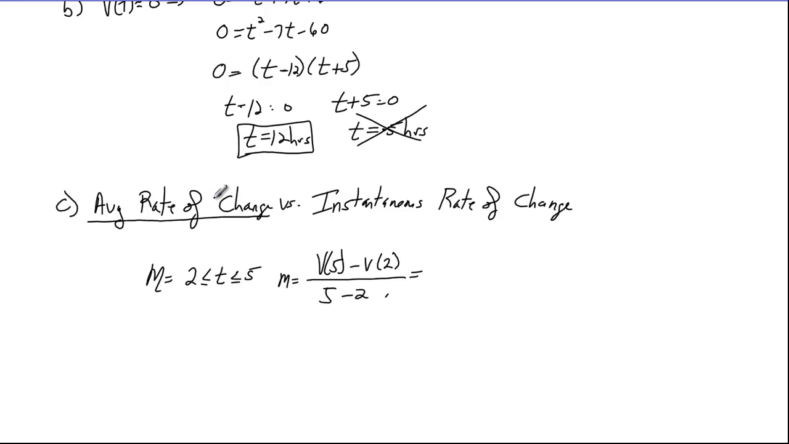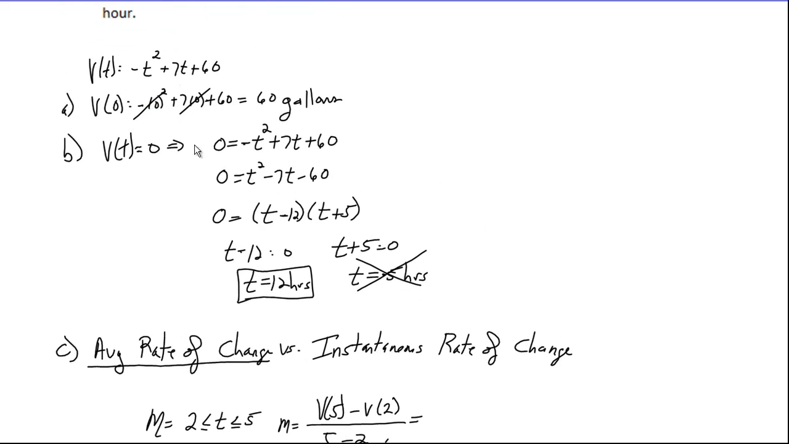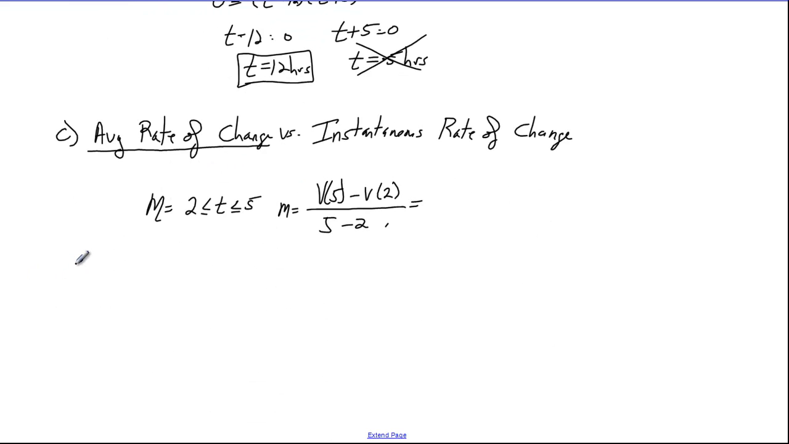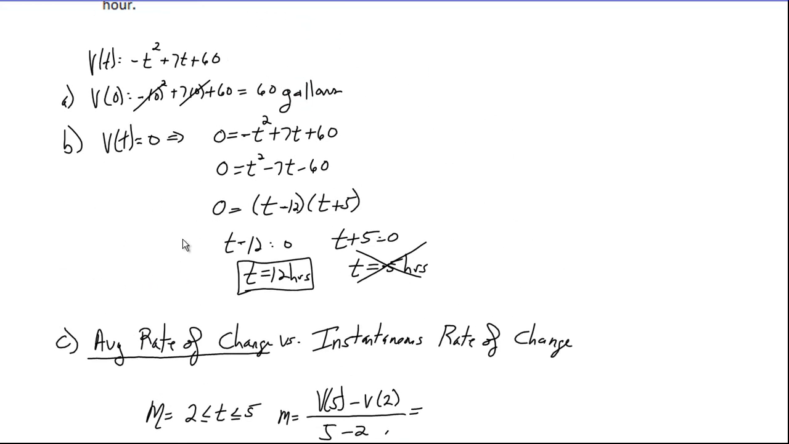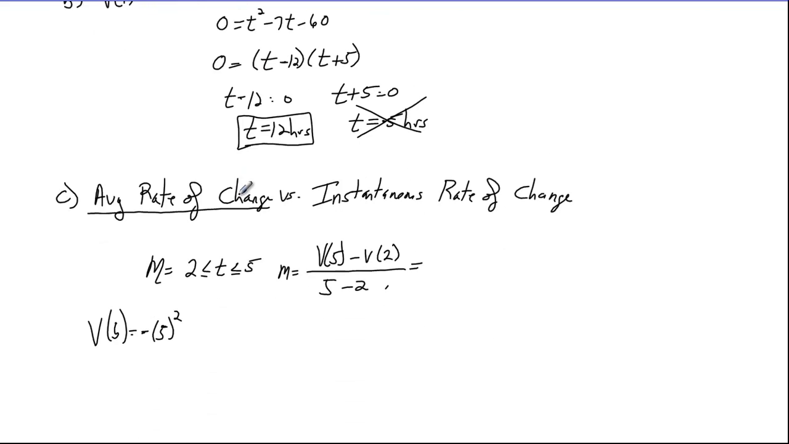So now to find the slope, we're going to have to plug in to find v of 5, and then we're going to have to find v of 2. So v of 5 will be negative 5 squared plus 7 times 5 plus 60. Here we'll get negative 25 plus 35 plus 60.